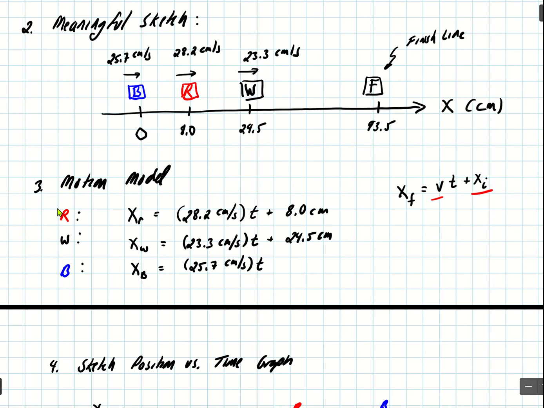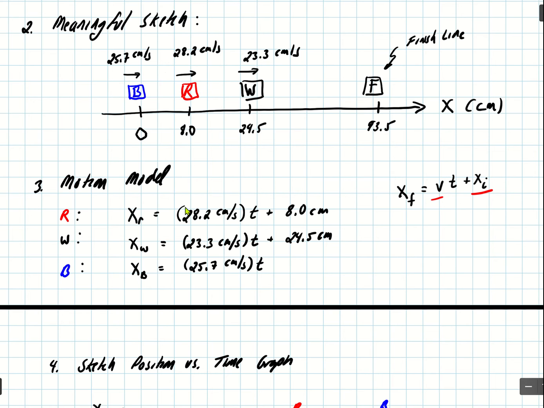I look at my meaningful sketch, and for the red ball, I bring its velocity down here and put it in front of the t. I include units, and I put parentheses around it, because t is a variable, and these letters are not variables. They're there for units. Then I add its initial position, 8. For white, I note that its velocity is 23.3. I bring that down here, put it in parentheses, include units, and then where is it at the beginning? 24.5 centimeters.